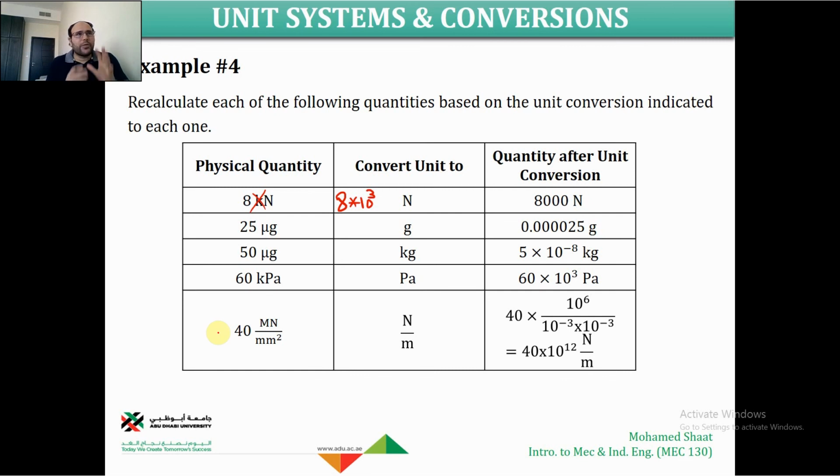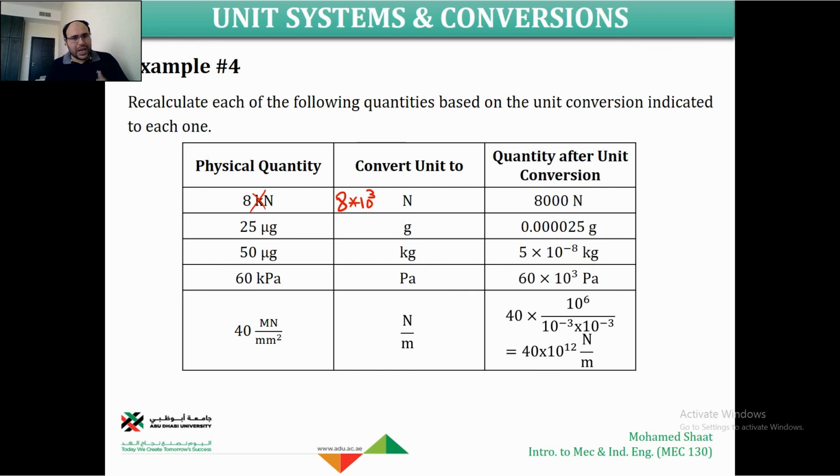So to convert from kilonewton to Newton, what you should do, I should remove the K. I need to get rid of the prefix. Go to the table. How much is the value of the prefix K? The kilo is equivalent to 10 to the power 3. So to remove it, multiply by its value. So it's going to be 8 times 10 to the power 3 Newton, which is going to be equivalent to 8,000 Newton. Make sense? This is how we can convert.